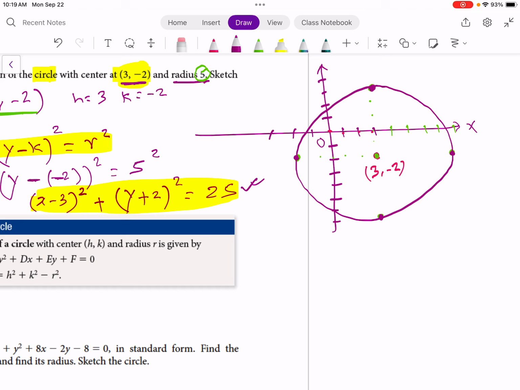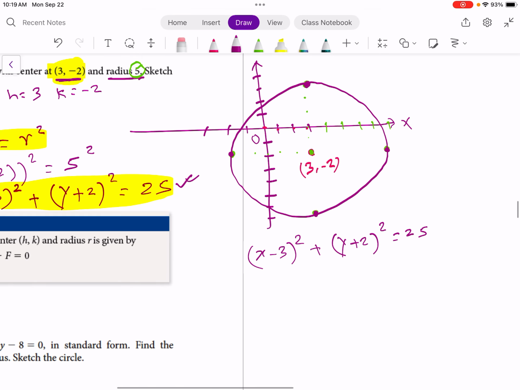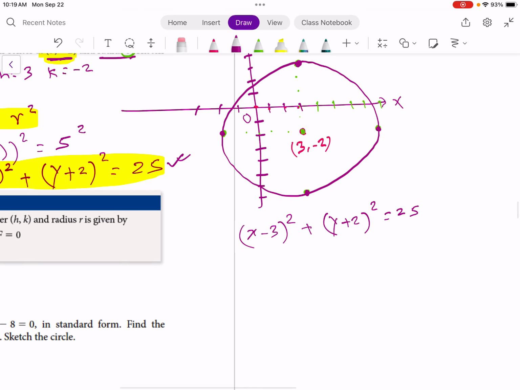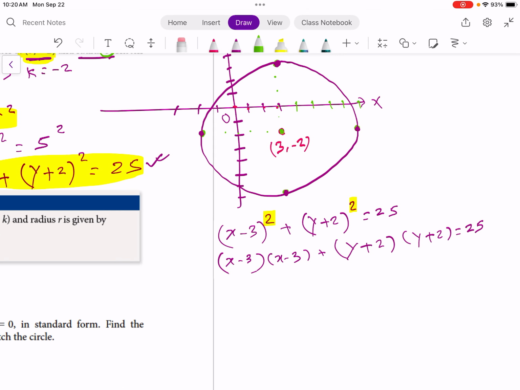Now let me take that equation of the circle one more time. (x - 3)² + (y + 2)² = 25. This is the standard form. Now let's simplify here. Let's get rid of these squares. We can rewrite (x - 3)² as (x - 3) times (x - 3). We can rewrite (y + 2)² as (y + 2) times (y + 2), and equals 25. Now let's use FOIL and simplify.